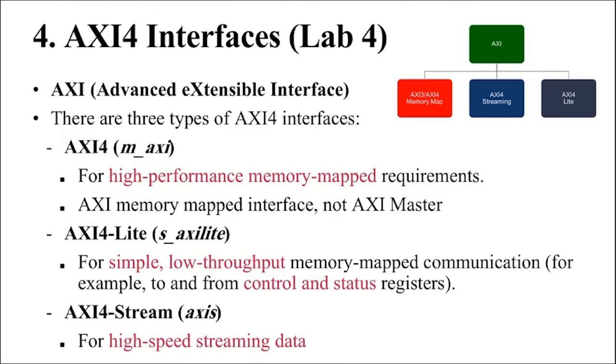There are 3 types of Xi interfaces. First is Xi4, and it is for high performance memory mapped requirements. The next one is Xi4 Lite, and it is for simple and low throughput memory mapped communication. And the last one is Xi4 Stream, and this one is for high-speed stream data. And it doesn't transfer the address information in this interface. Okay.